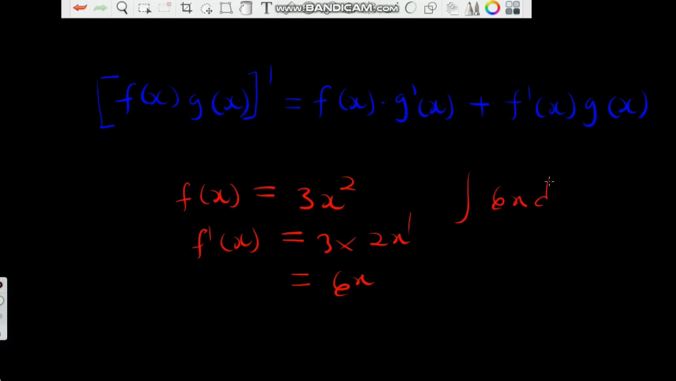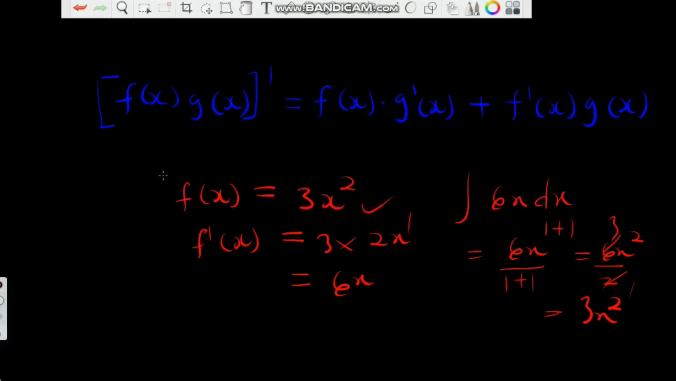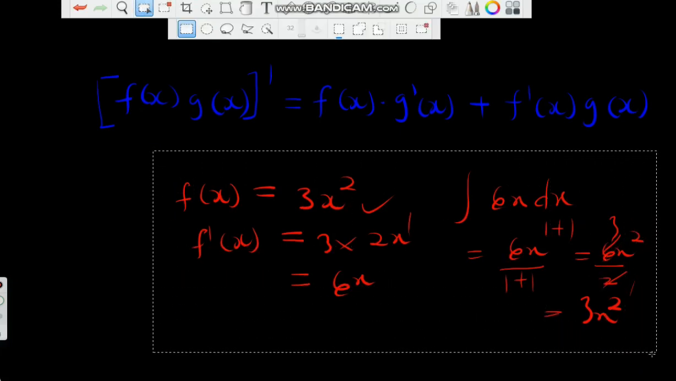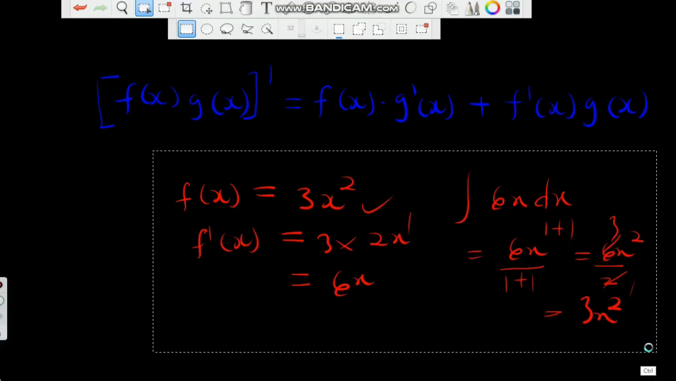Now when I take the integral of this, which will be the integral of 6x dx, this will give me 6x to the power 1 plus 1 divided by 1 plus 1. So this will give me 6x to the power 2 divided by 2, and that will be equal to, 2 goes into 6 three times, so I'll have 3x squared. So this tells us that when you find the integral of the first derivative of the function, it will give us the function. So now let's go back and continue with the deriving of the formula.